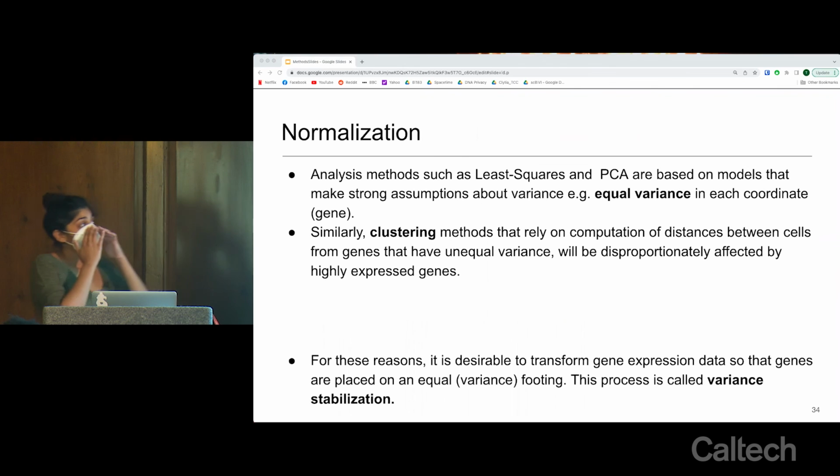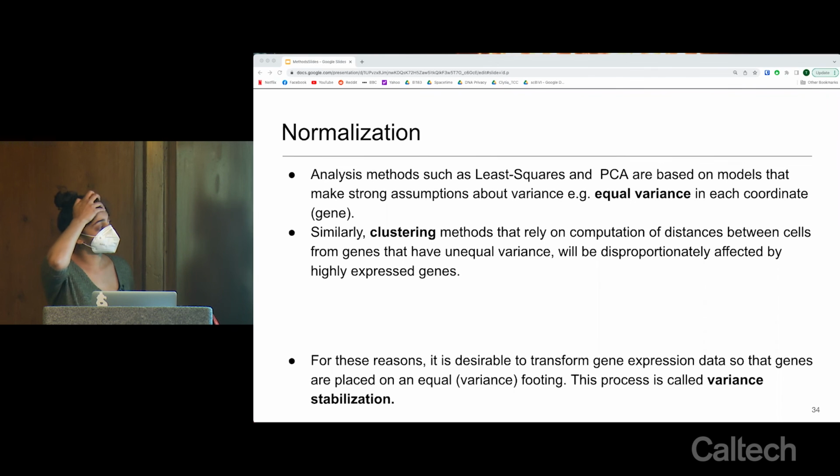Okay, so this is something we also talked about. This is something I mentioned with the least squares. A lot of these methods, like least squares and PCA, make assumptions like equivariance and, I guess, independence between each of your genes. Similarly, clustering, which is a topic that's very common for people to do, relies on calculating distances between your genes.